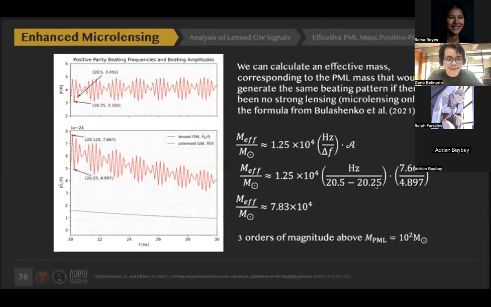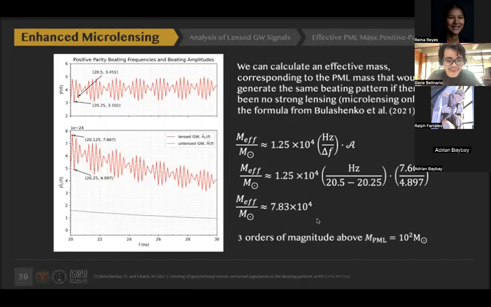Now, we can calculate an effective mass corresponding to the PML mass that would generate the same beating patterns if we only consider the microlensing, or the lensing of the point mass only. However, since we are employing the SIE as the strong lensing contributor, we will instead compute for an effective mass. So in this case here, we see that we can obtain the fringe spacing here in our amplification factor, and we can obtain this ratio from the beating patterns in the strain data.